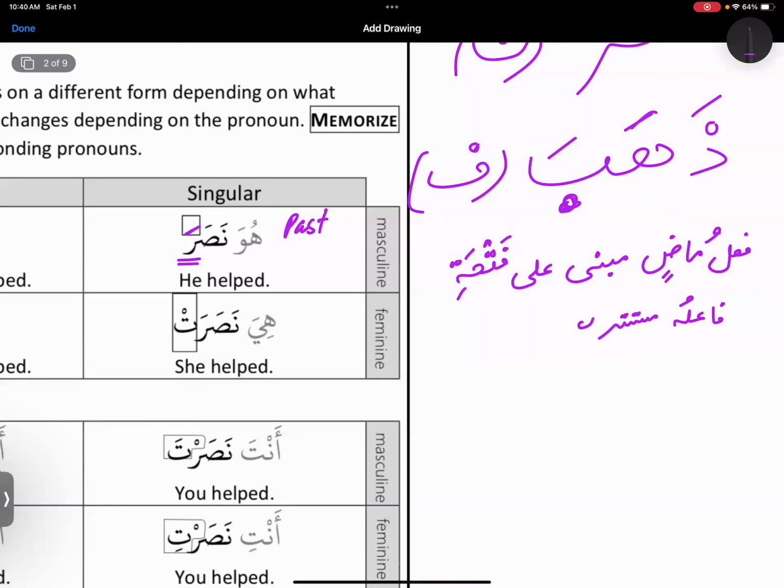Fa'iluhu mustatir, and then you can say taqdiruhu huwa, meaning implied is huwa. This is what you're going to find in the Arabic books. But this whole thing is saying that it is past tense and the doer is huwa. That's all you need to understand in between the lines.